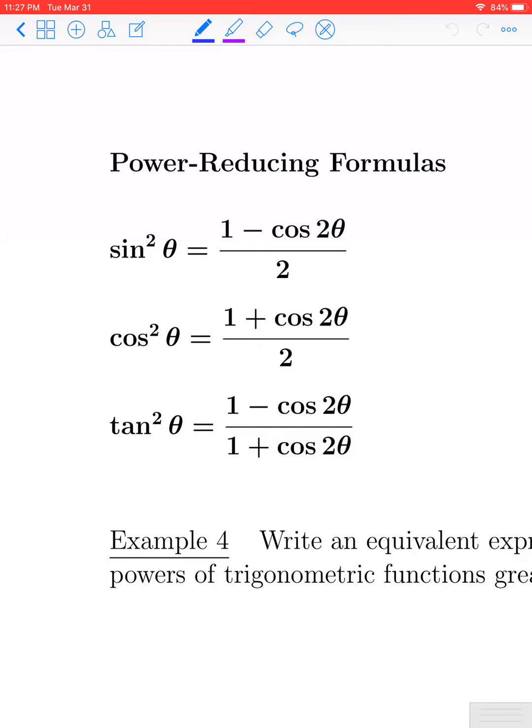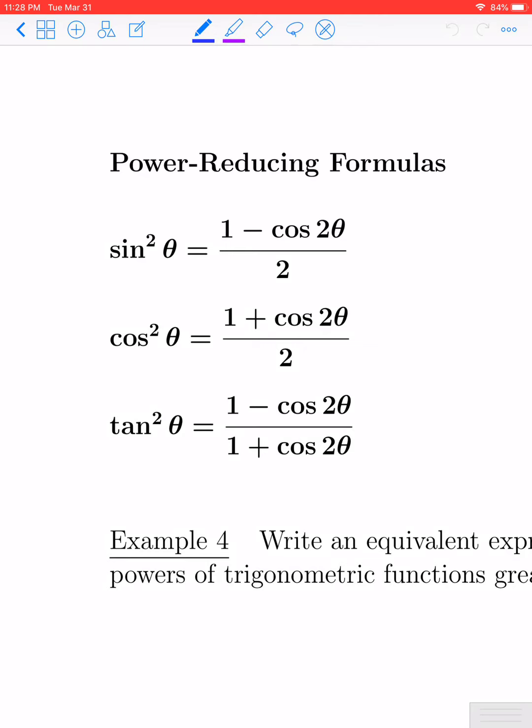The next set of identities, or formulas, we're going to look at is the power reducing formulas. What these allow us to do is to go from a trigonometric function that's to the second power to one that's to the first power by swapping out a power for a double angle.